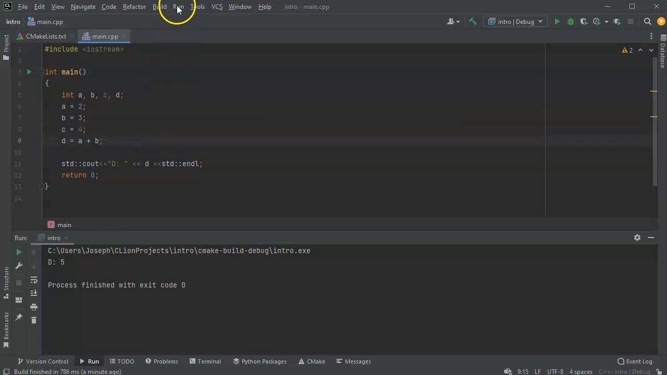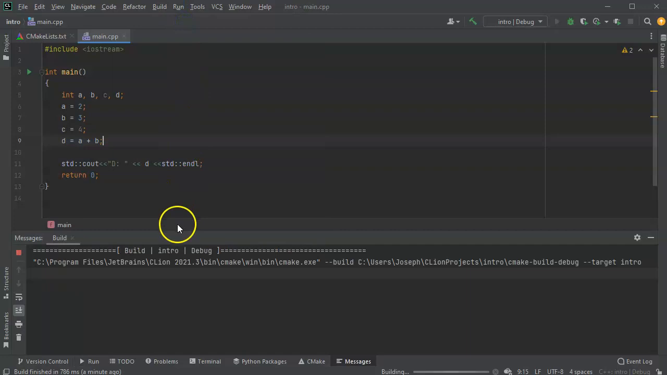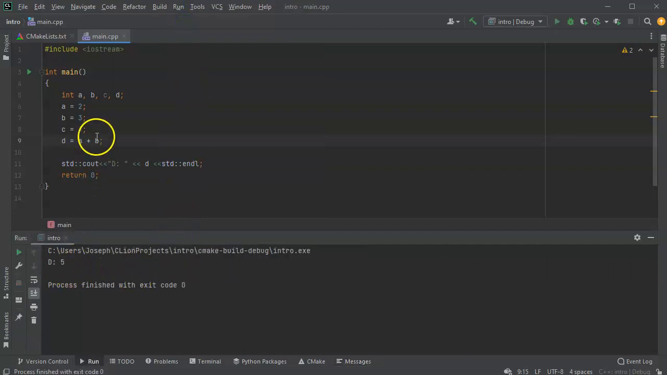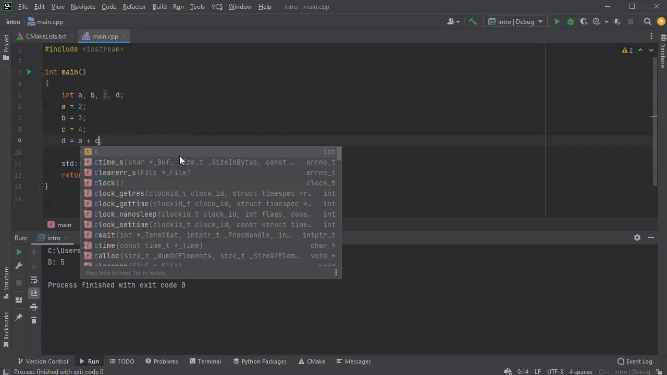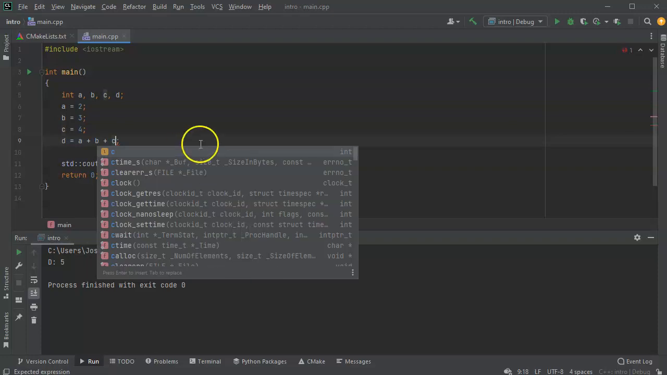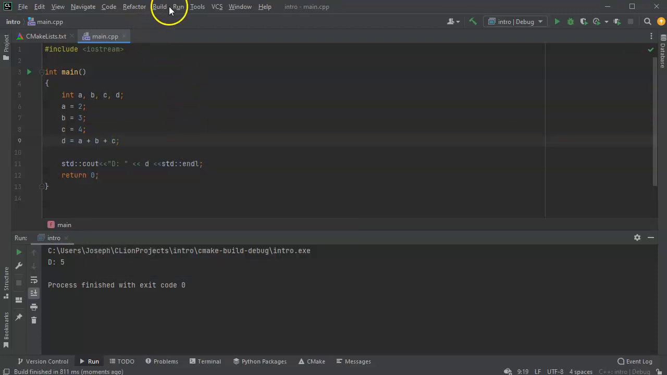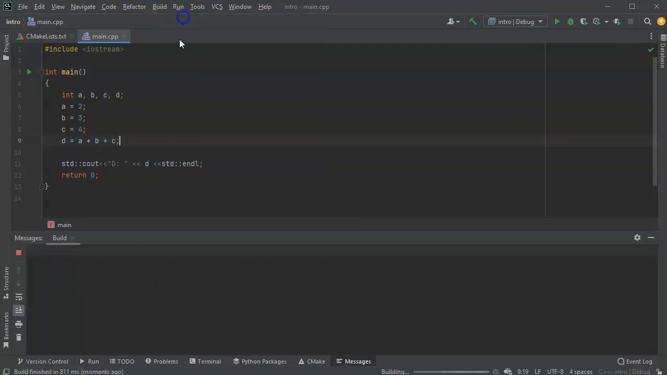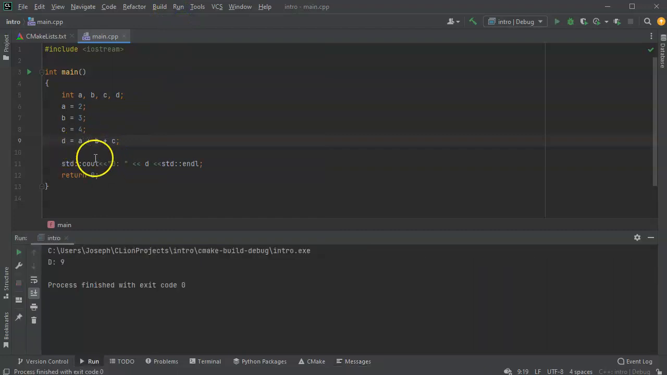So I'll go ahead and run that, and you can see that it prints out 5. I could also do A plus C, or B plus C. And I can do multiple ones on the same line, and run that, and you can see this time it's 9, because 2 plus 3 plus 4 is 9. All right.